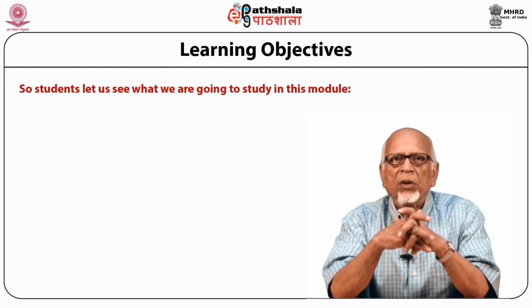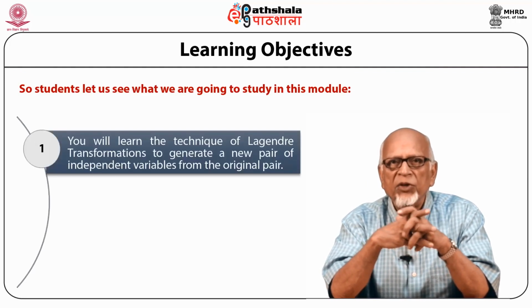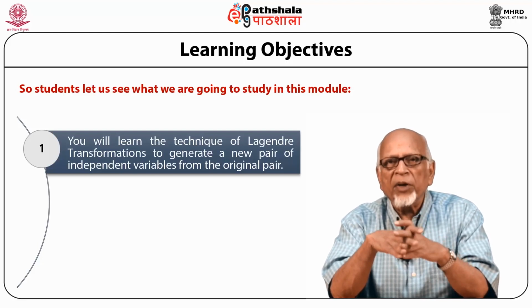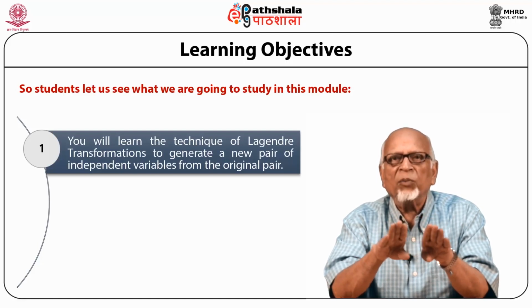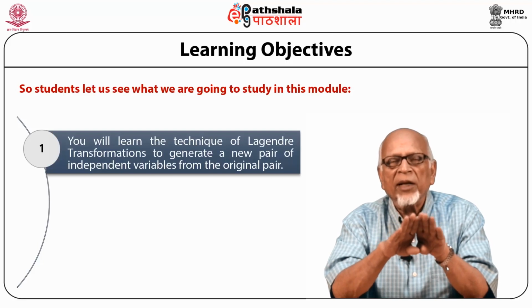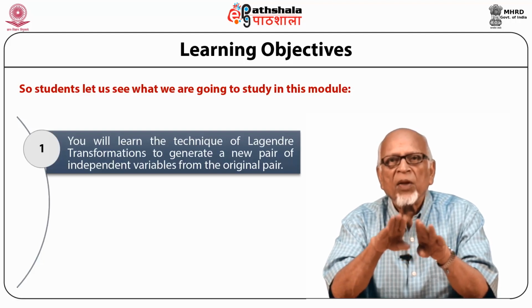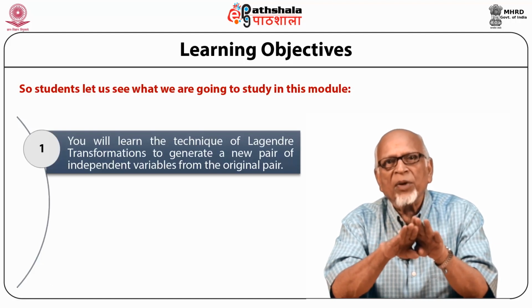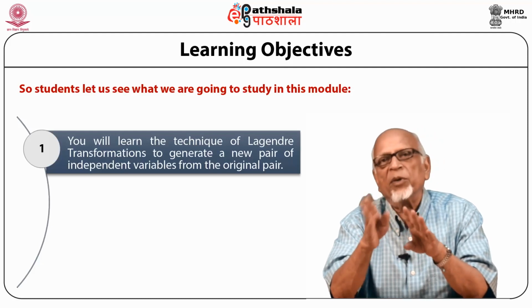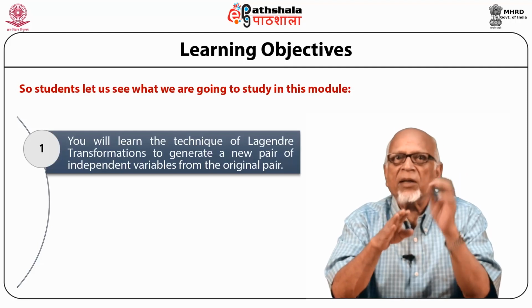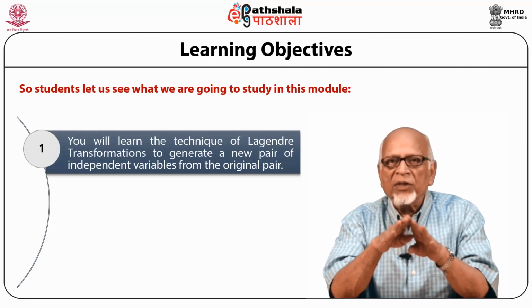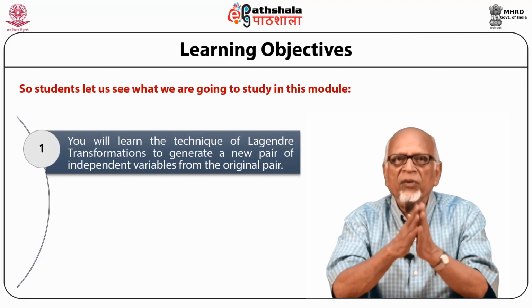In this module, you will learn the technique of Legendre transformation to generate a new pair of independent variables from the original pair. What we mean is that in the Lagrangian formalism, we have the variables, the generalized coordinates and the velocities. Now, if we want to go to another pair of independent variables, say generalized coordinates and momenta, there is a technique for doing this, the Legendre transformation technique, which generates one independent set of pair from the other.